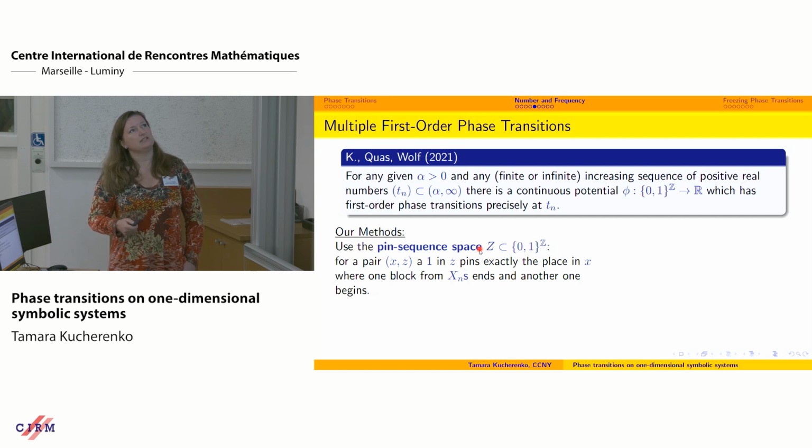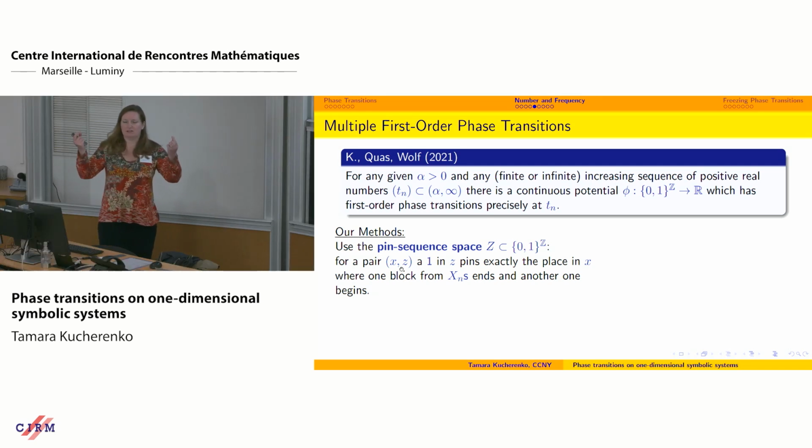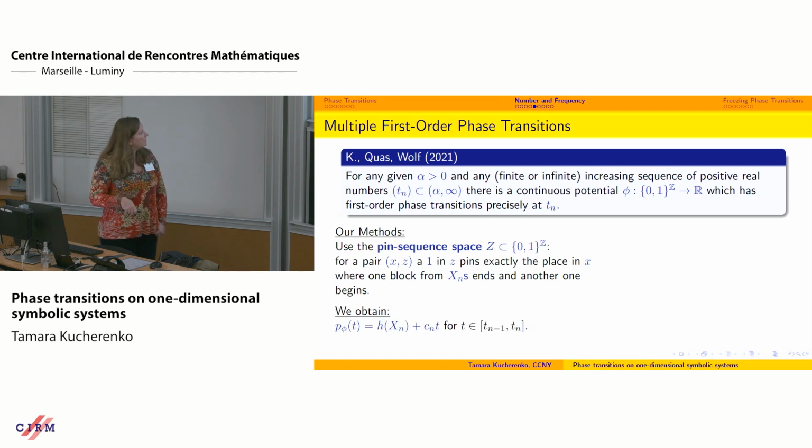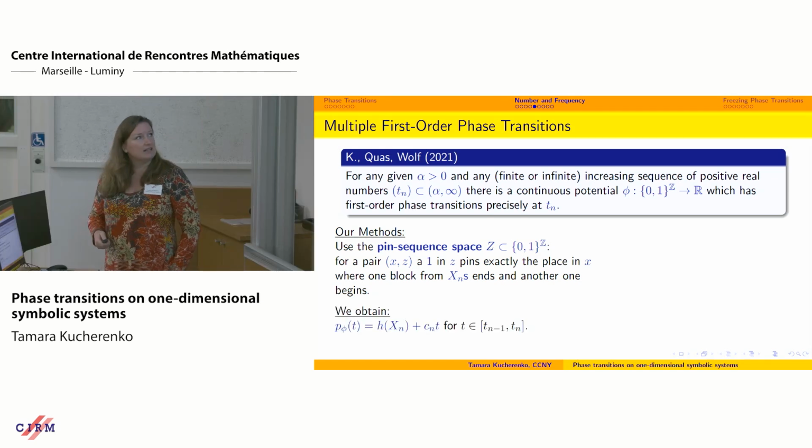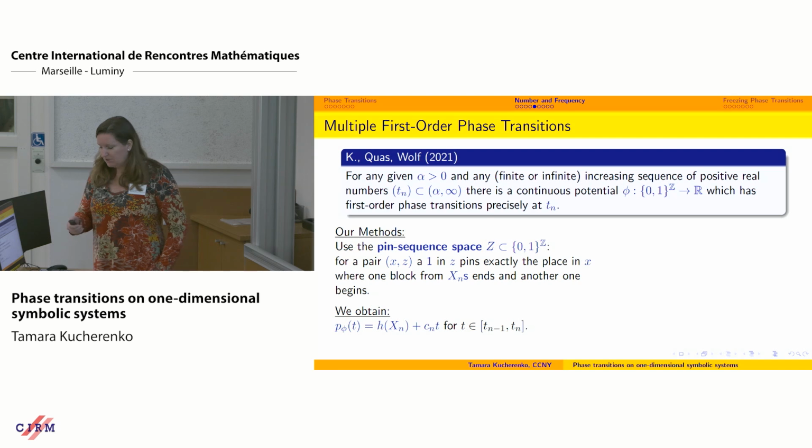We use a pin sequence space. So we have a product of my original shift with Z, and we have a pair. And whenever we have a 1 in Z, we have a block in x from Xn. So those are kind of pins, and it pins the blocks from Xn. And using this kind of product space, we can do the estimates for the shifts. So what we get at the end is that my pressure function is piecewise linear.